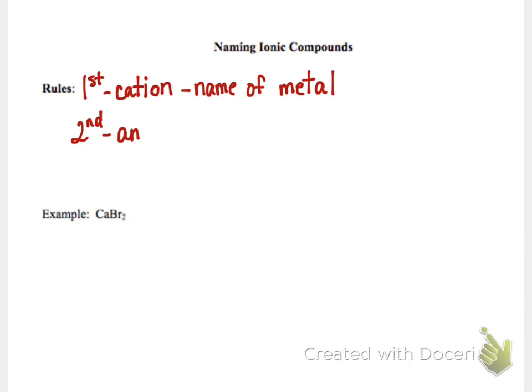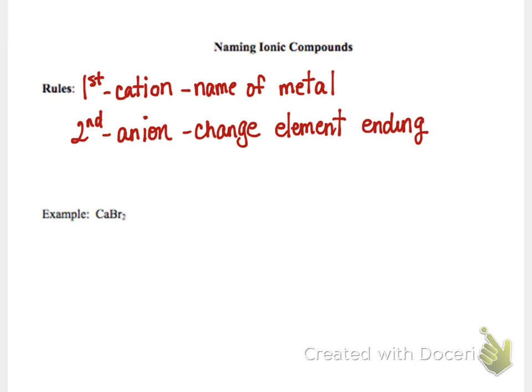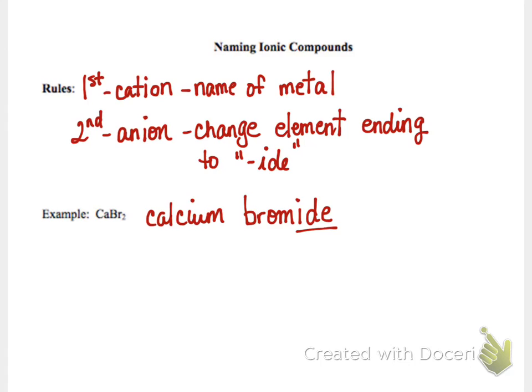For naming ionic compounds, the rules are, again, the cation comes first, and it is just the name of the metal. The anion comes second, and we take the name of the element and change the ending to "ide" to name the anion. So for example, we've got calcium and bromine. The metal comes first, and that's just calcium, and then the name bromine is changed to bromide.